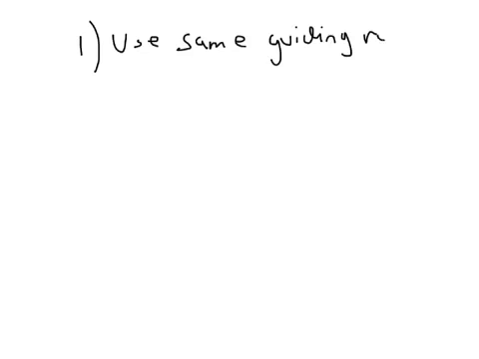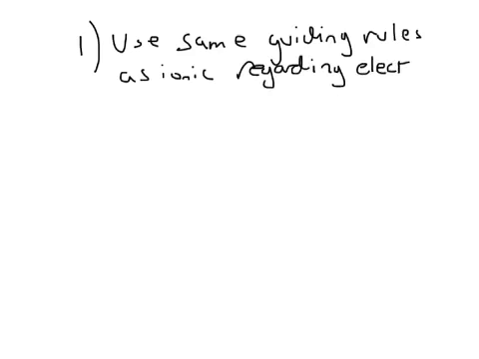Number one, use the same guiding rules as ionic regarding electrons. And that means that noble gas. Everyone's trying to look like the noble gas, so use the same guiding rules. It's not a different game.